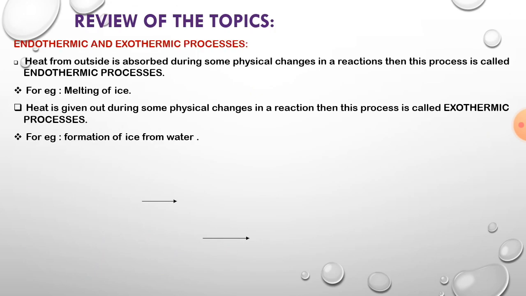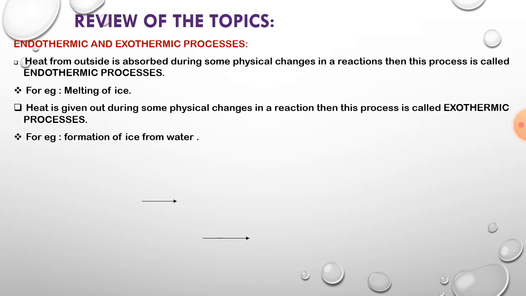So let's revise what we have learned in our last class. We have learned endothermic and exothermic processes. What is an endothermic process? Heat from outside is absorbed during some physical changes in a reaction. Then this process is called an endothermic process. So endothermic means heat is absorbed, for example, melting of ice.